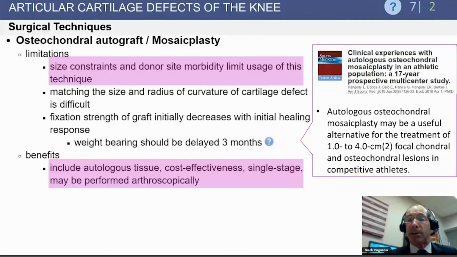The big study that comes from Europe is from Laszlo Hangody. He's got the biggest clinical experience in the world, so if you're interested in understanding the ins and outs of mosaicplasty, Hangody from Hungary is the expert there. He's had more than 30 years of clinical experience with that, and that's a good reference in the American Journal of Sports Medicine.